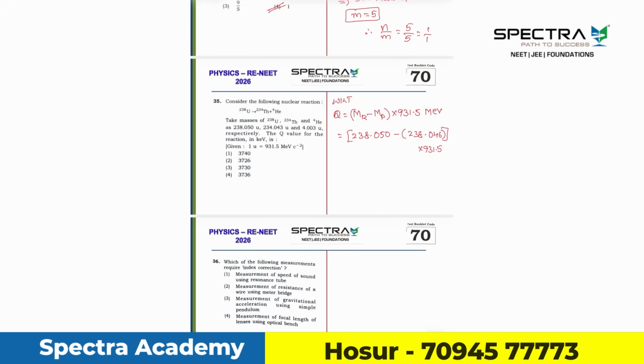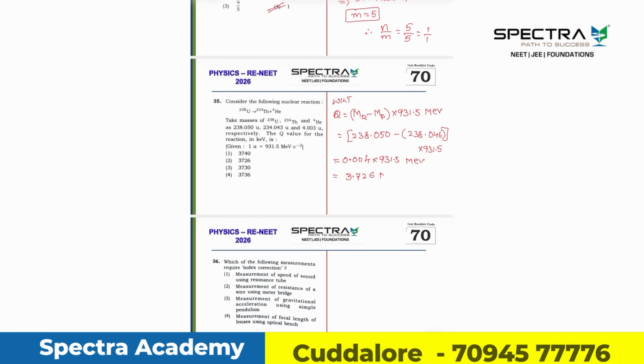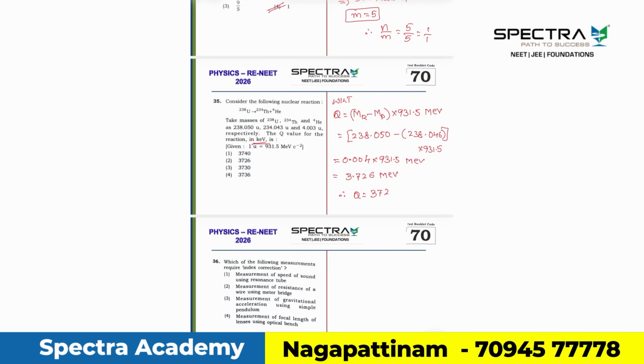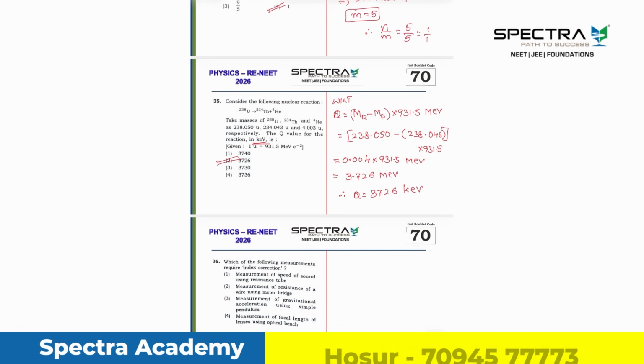Into 931.5 million electron volt. If we calculate this, you will get 0.004 into 931.5 million electron volt, and if you multiply this value, you will get 3.726 million electron volt, and you want to express this in kilo electron volts. Therefore, the Q value can be written as 3726 kilo electron volt. Hence, we can select option 2 as the right answer. Option 2 is the right answer.